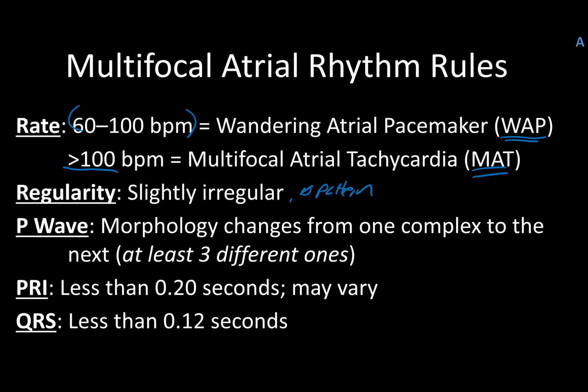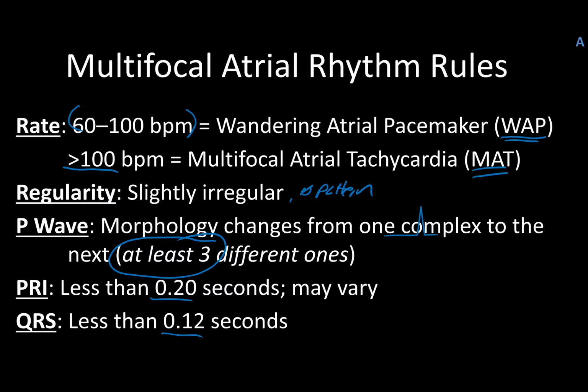Now, this is the most important part of all of this: the morphology of the P waves can change from one complex to the next, and most important, you have to have at least 3 different ones for it to be counted as multifocal atrial tachycardia. If you have 2, then it's just atrial tachycardia or atrial rhythm. But if you've got 3 or more, now it becomes multifocal. Your PRI should be less than 0.20, and your QRS should be less than 0.12. It just should be normal.